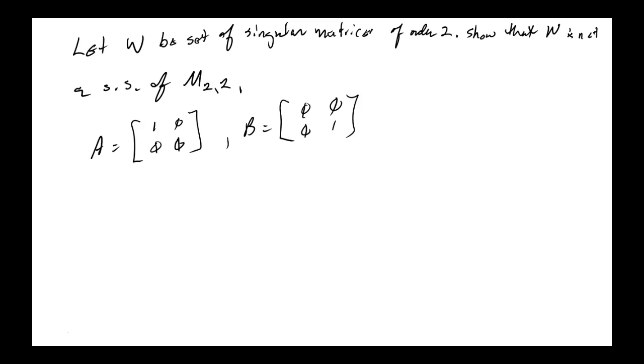Now, they came up with that one. There are probably plenty of others you could come up with. That's probably the simplest because those are obviously singular, but when you add them together, you get the identity matrix, which is very obviously non-singular. Okay. So, example 4.